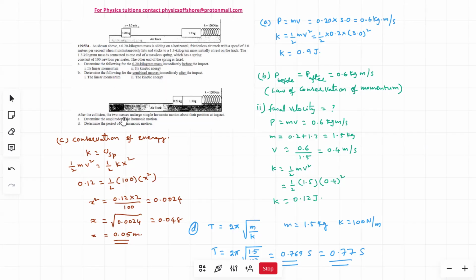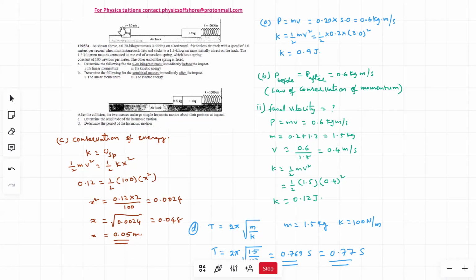After the collision, the two masses undergo simple harmonic motion about their position at impact. C bit. Determine the amplitude of the harmonic motion. D bit. Determine the period of the harmonic motion.